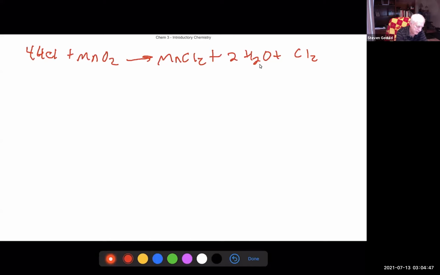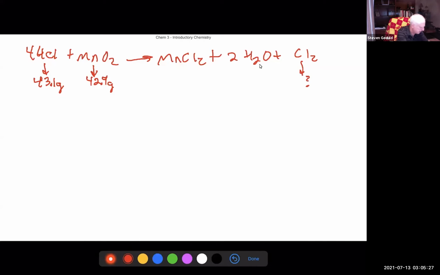And 42.9 grams of manganese oxide is added to a solution containing 43.1 grams of hydrochloric acid. And it wants to know what's the limiting reagent, which one's going to run out first. And it also wants to know the theoretical yield of Cl2, of chlorine. It wants to know how much, I assume it's in grams.